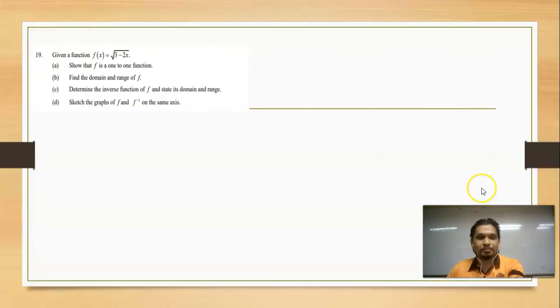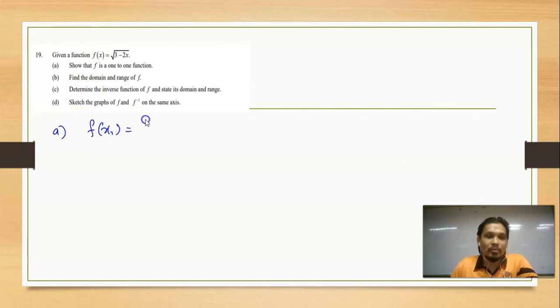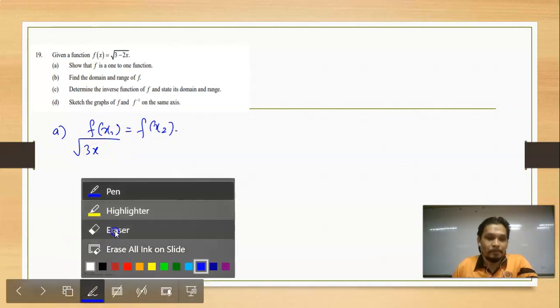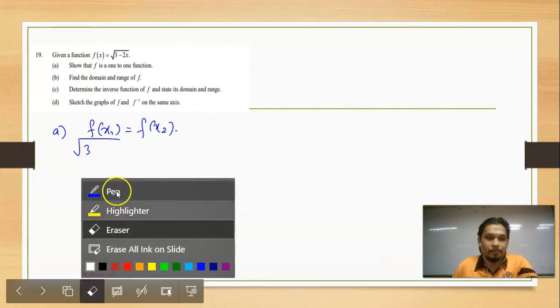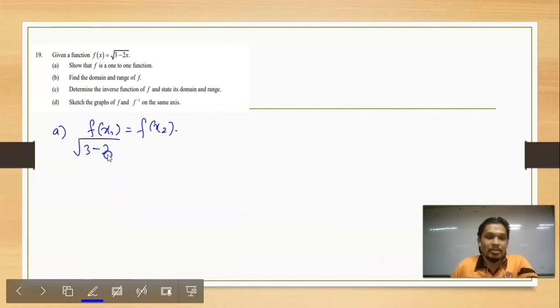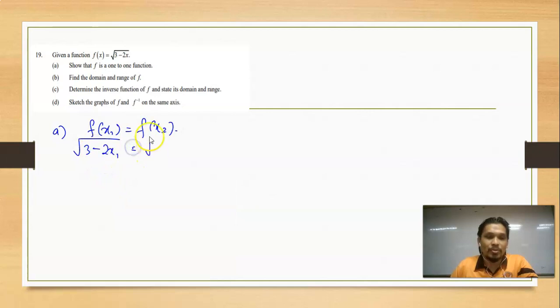Next. Question A, show that f is a one-to-one function. F of x1 equals f of x2. So the square root of 3 minus 2x1 equals the square root of 3 minus 2x2.